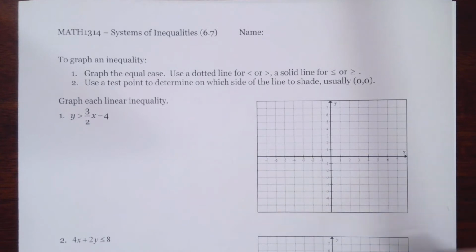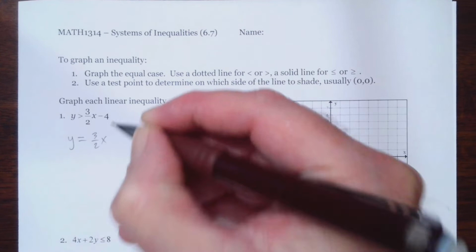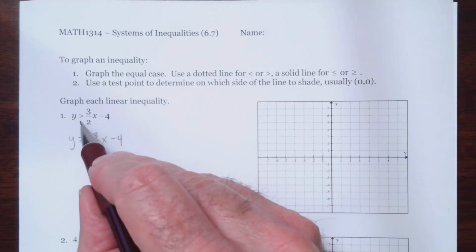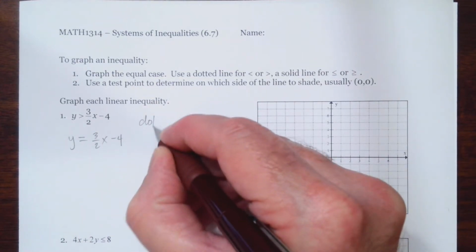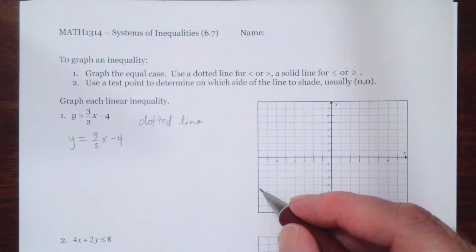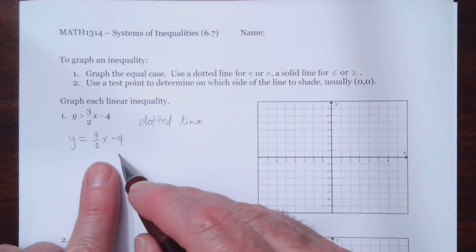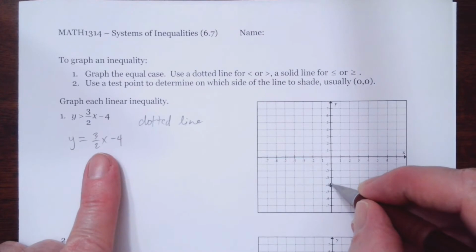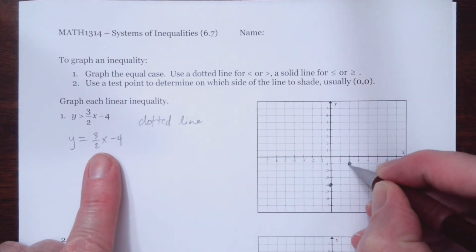So on the first equation, we're going to graph y equals 3/2 times x minus 4. And because it's a greater than, there's no equal symbol, we're going to use a dotted line. So let's go ahead and start it. This is in slope-intercept form, so we'll start at 0, -4. We're going to go up 1, 2, 3, and right 2, because our slope is 3/2.